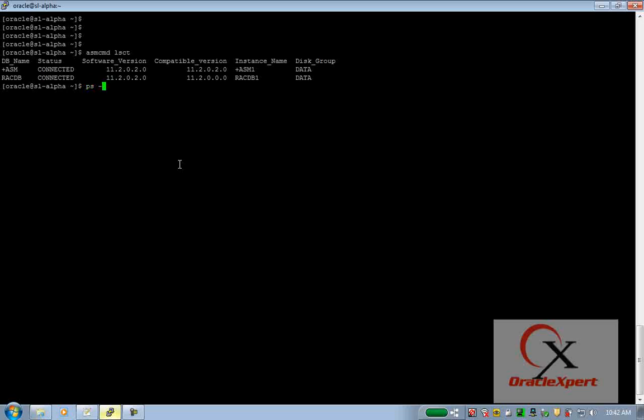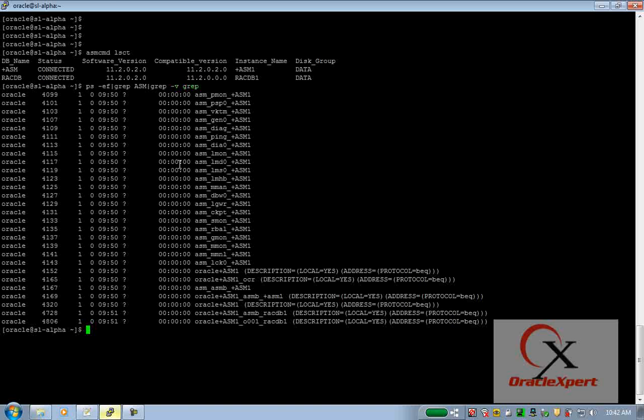When I say ps -ef grep asm, you can see the background processes. So you have here SMON, CKPT, LGWR, DBWn, and somewhere down under you would also see the other processes. But the ones that I am primarily interested in are the mandatory background processes.